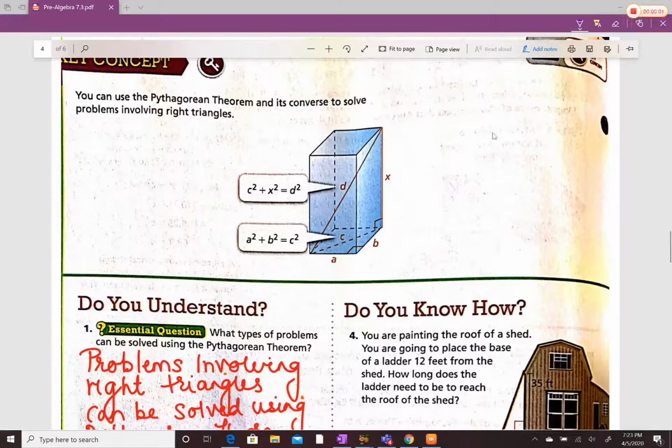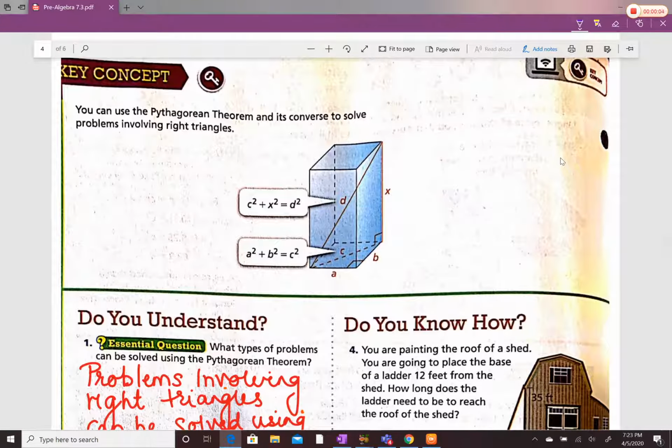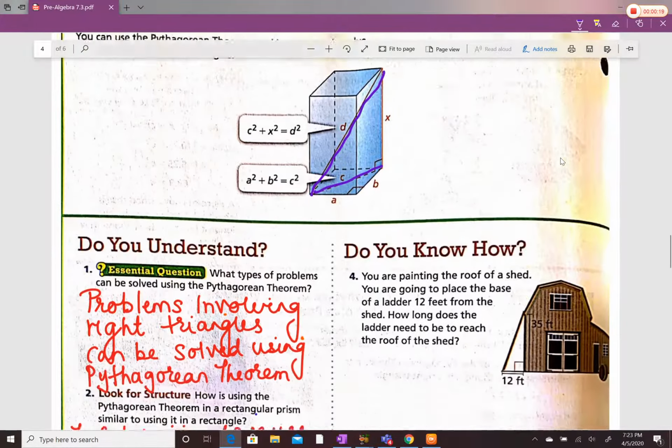Okay guys, so we are on the last page of our "Do You Understand?" key concept. How can you use the Pythagorean theorem and its converse to solve the problems? They have told you to see this line, first you need to find this and then find this diagonal. That's what we have been doing all the time.